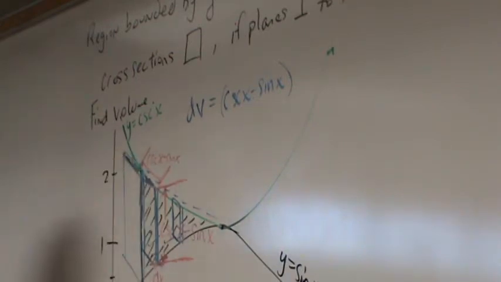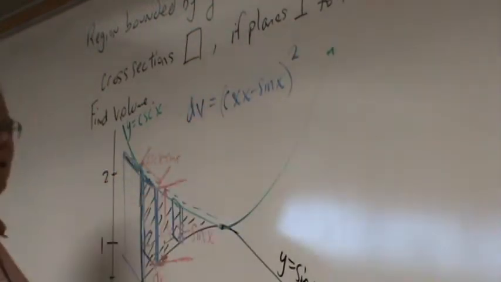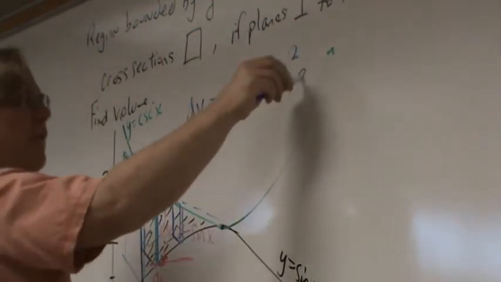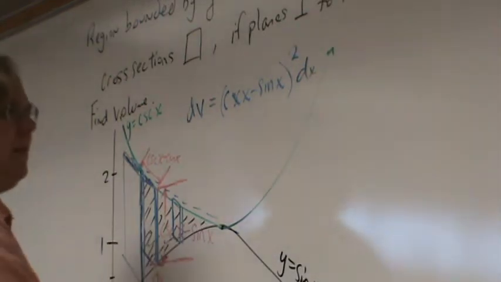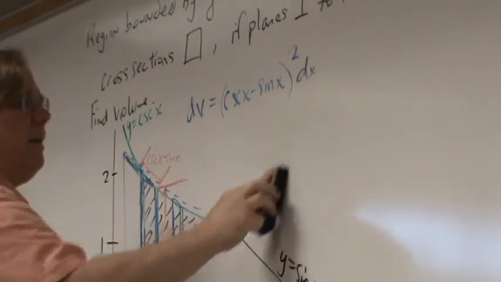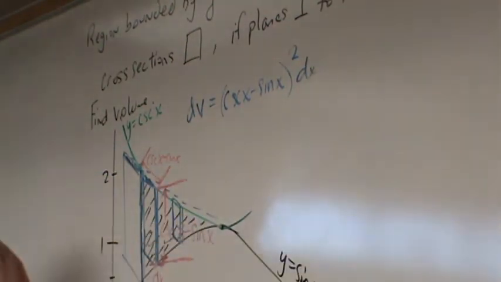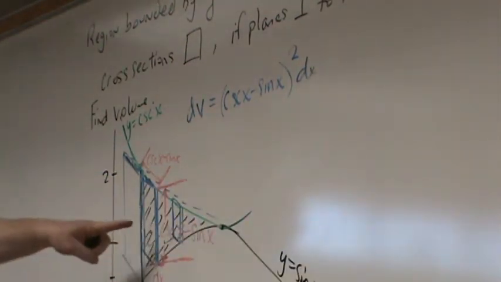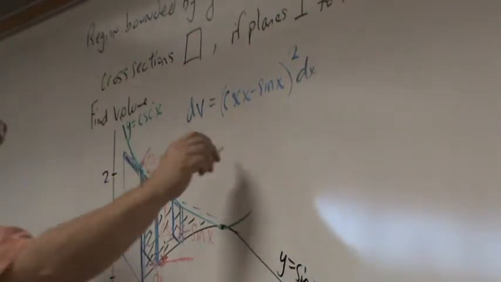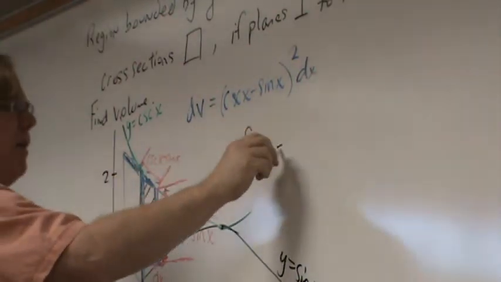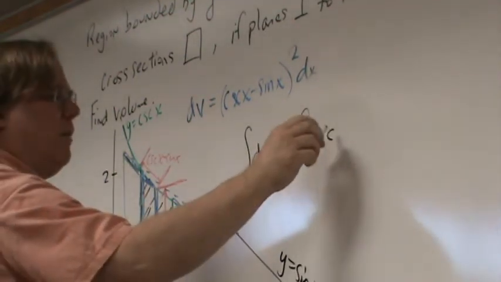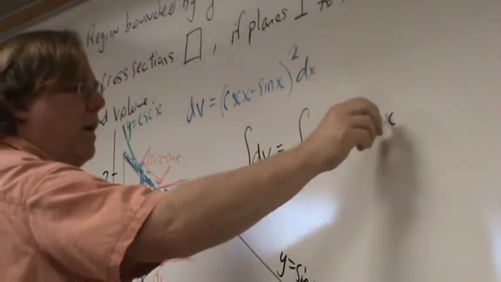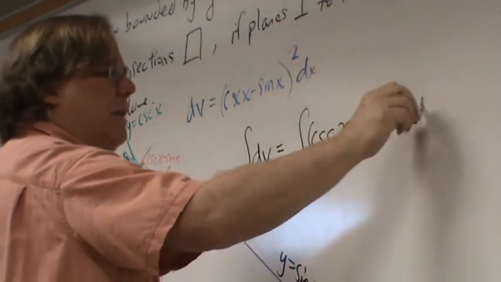So my differential volume is going to be cosecant x minus sine of x, squared, times the thickness dx. And now all I have to do is get my volume. This is the easy part. I always tell my students, 90% of the problem is happening right here. The other 10% is happening here. If you do this right, then you're going to get this right. This is the integral of the quantity cosecant of x minus sine of x, squared, dx.